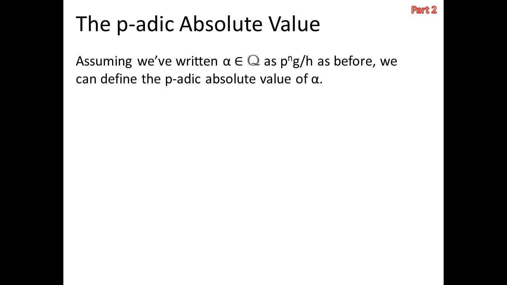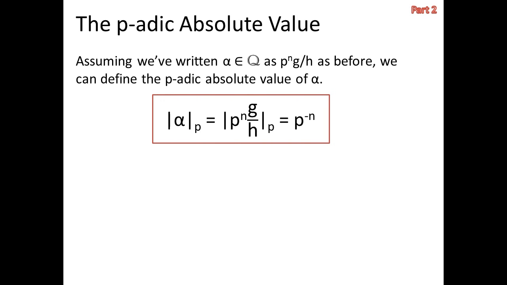So assuming that we've written alpha in this way, which we can always do as long as alpha is non-zero, and we'll see how we treat 0 differently in a second, we can define the p-adic absolute value of alpha. The p-adic absolute value of alpha is the p-adic absolute value of how I've written alpha. We look at this p to the n, and we say the absolute value of this number is p to the minus n. Now, when I first saw this, I thought this looked a little strange, but it turns out that for each prime p, we get all these different absolute values. All of those, together with the ordinary absolute value, are the only non-trivial absolute values that we can have on Q. So it's not random at all.